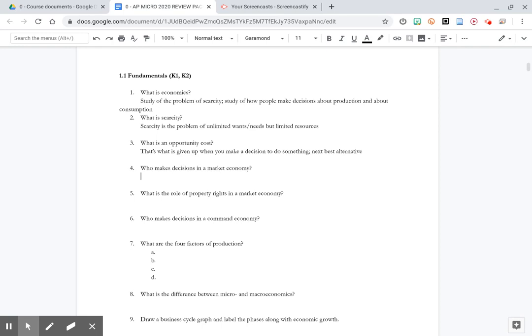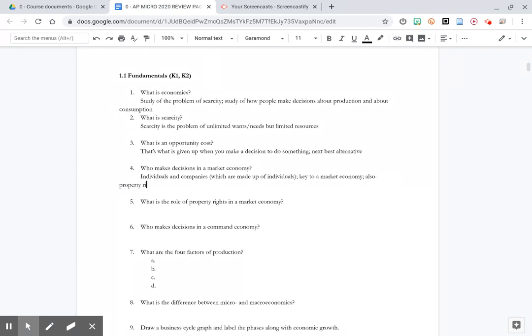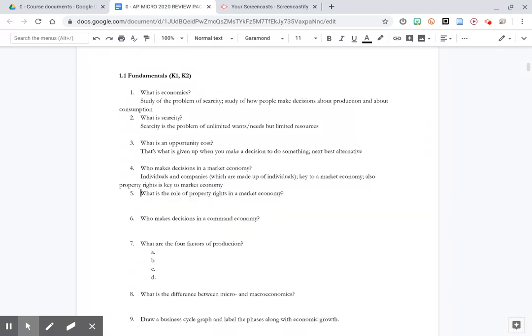Who makes decisions in a market economy would be individuals and companies, which are made up of individuals. And so that's really a critical component, key to a market economy. It's also the idea of property rights that is key to a market economy. So there's really two things: allowing people to make decisions for themselves, and property rights are really key to having a market economy. And that's what we study in terms of economics, is we study a market economy.